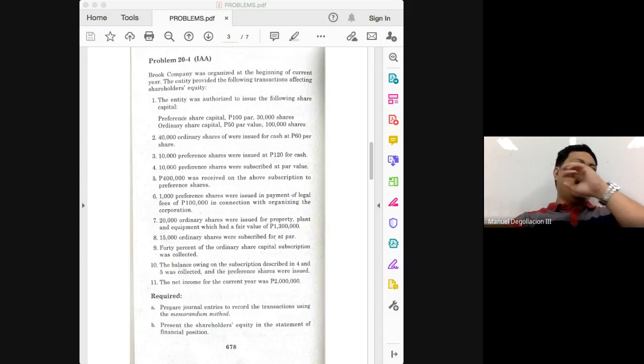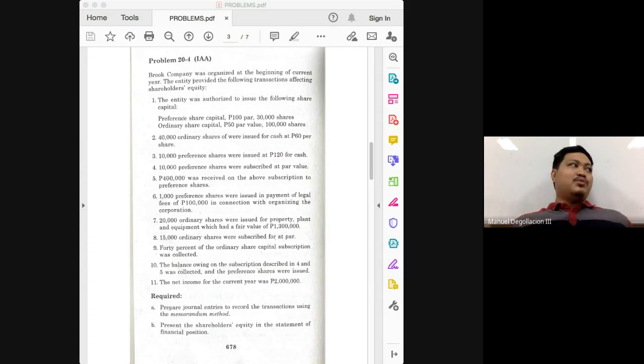Now, to complete our entry, knowing that the amount that will enter your share capital is only the par value, what should you do to determine the amount of credit to share capital? Get the par value associated to these 40,000 shares. How much is the par value of our ordinary shares? 50. And how many ordinary shares are being issued? 40,000. So 40,000 times 50 par value per share will give you a total of 2 million. And that will be the amount of credit to your ordinary share capital.